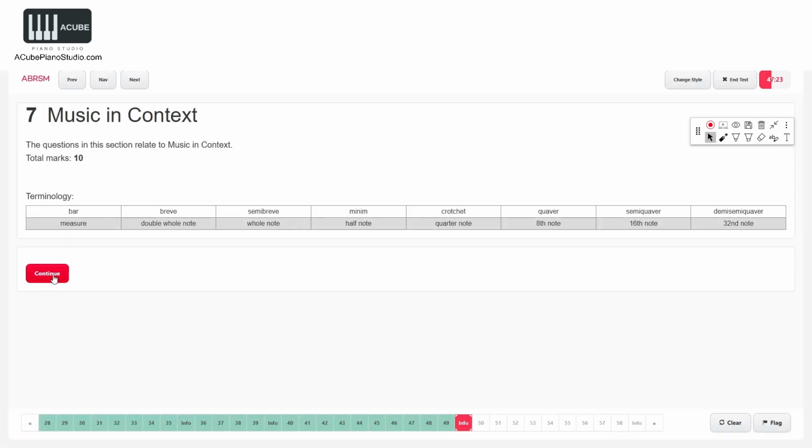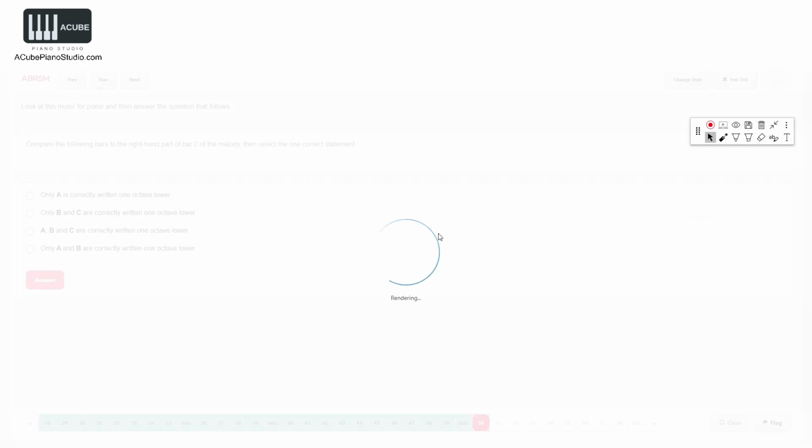Okay, next, music in context. So you notice that for section 6, it's very easy to score if you memorize the instruments, the ornaments, as well as the terms and signs. I know it's a lot to memorize for the 10 marks, but if you memorized it, you are going to do it very quickly.